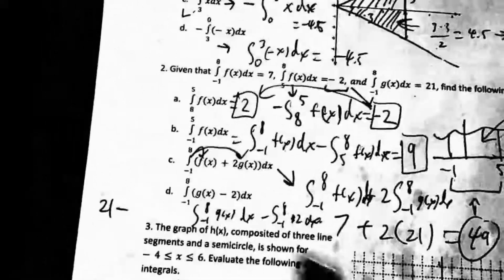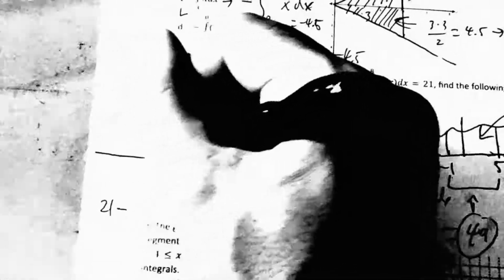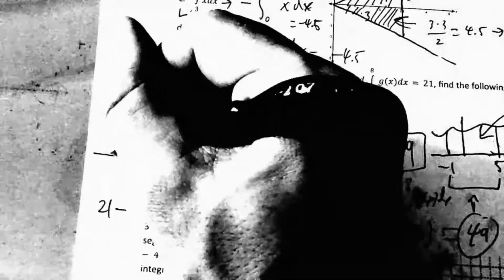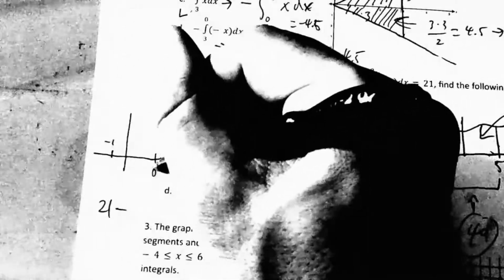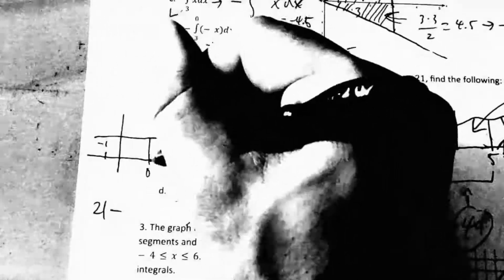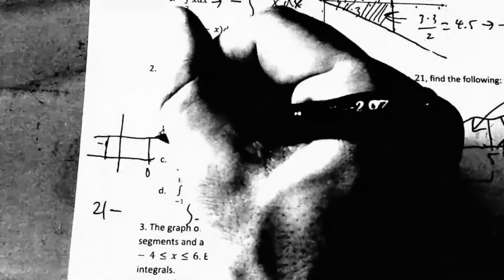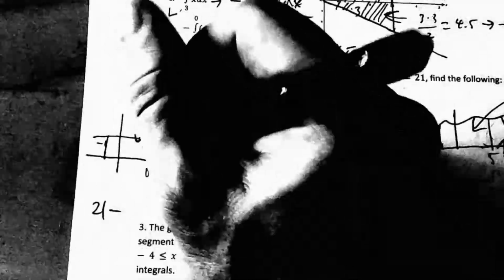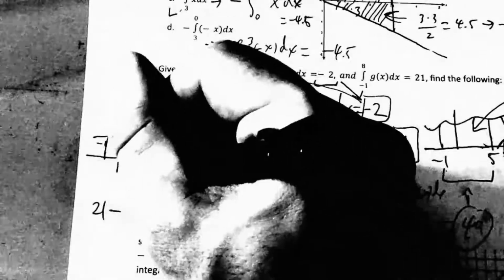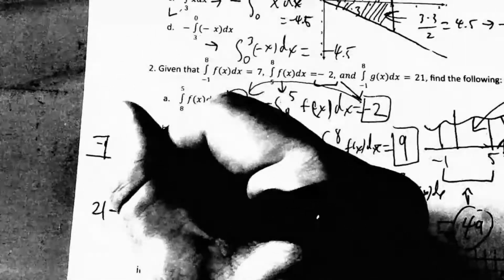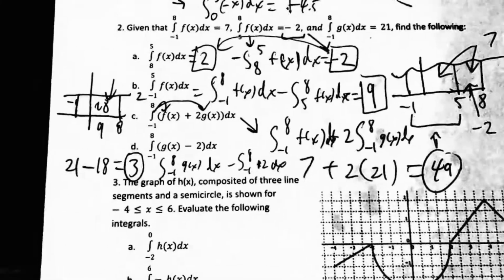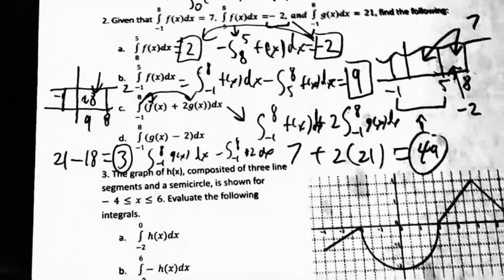If you think about that area, from negative 1 to 8, that's 2. Well, the area of this rectangle is 2 times the width. That width goes from negative 1 to 8, so it's a width of 9, so it's 18. So it's 21 minus 18, which is 3 for D. D is 3. Okay, 3.